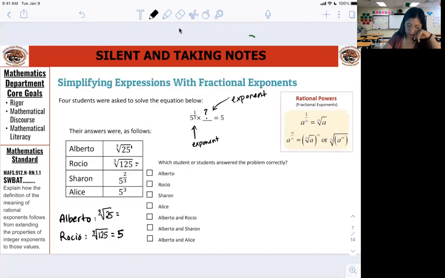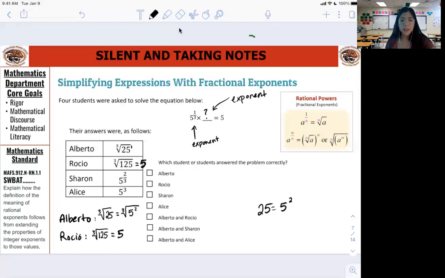5. So that's the most simplified you can have it. Alberto, on the other hand, let's think about it a different way. I know that 25 is 5 to the power of 2. Do we agree? 5 squared equals 25. Okay. So I'm going to rewrite this a different way: the cube root of 5 squared. All I did was rewrite the number 25 as 5 to the power of 2.